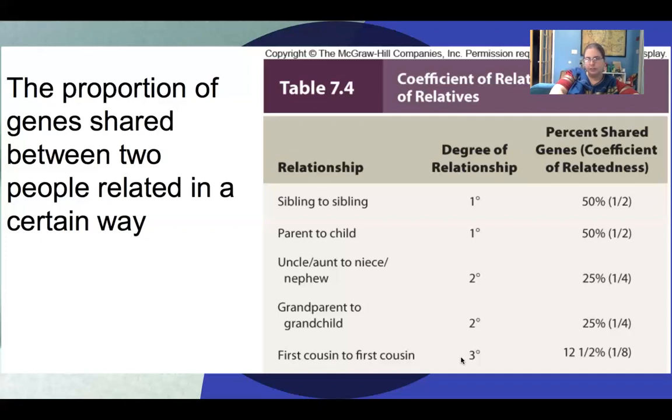First cousin to first cousin, that's a third degree of relationship. And that would be 12.5% or coefficient of relatedness of 1/8.